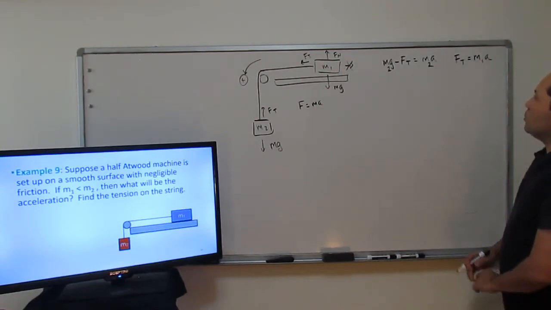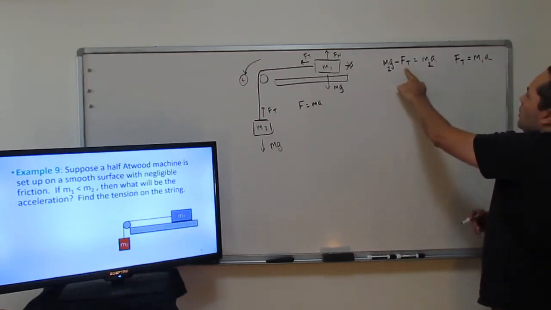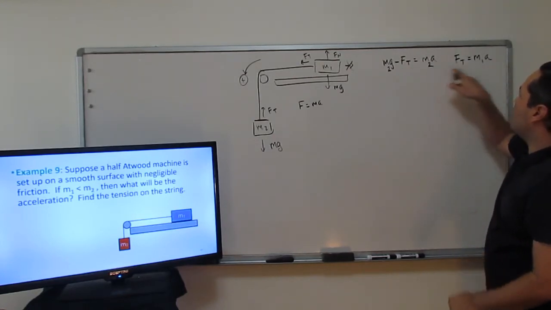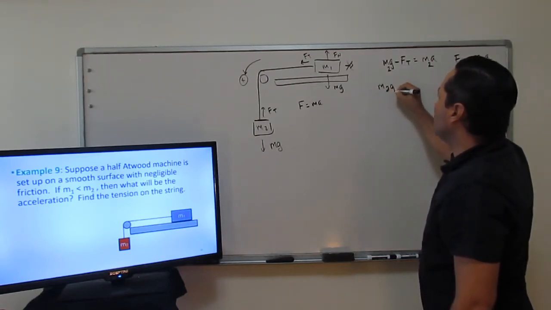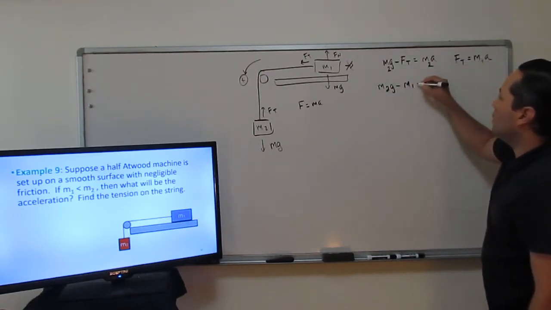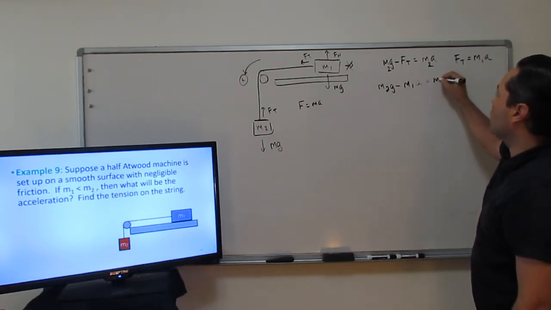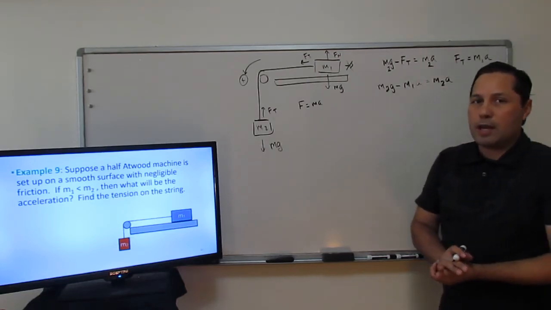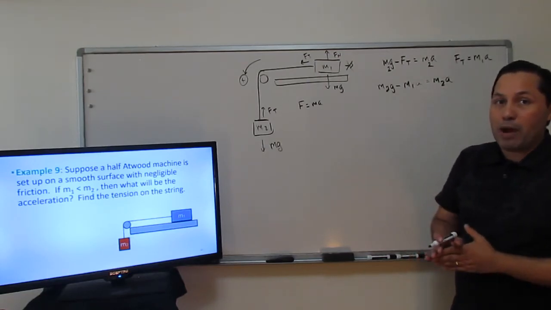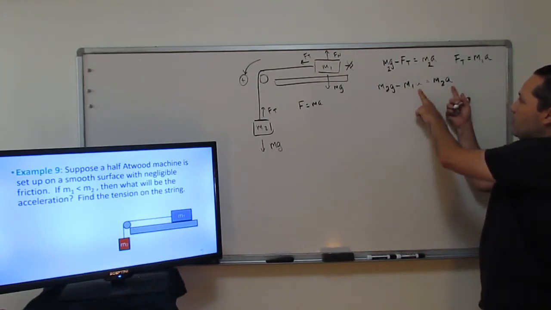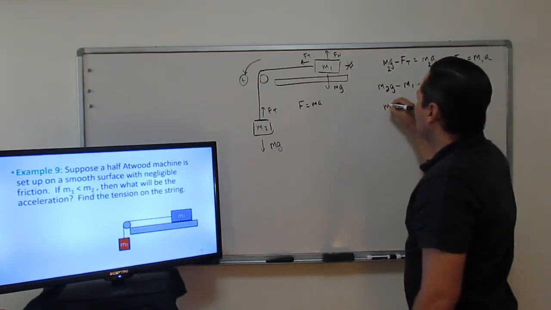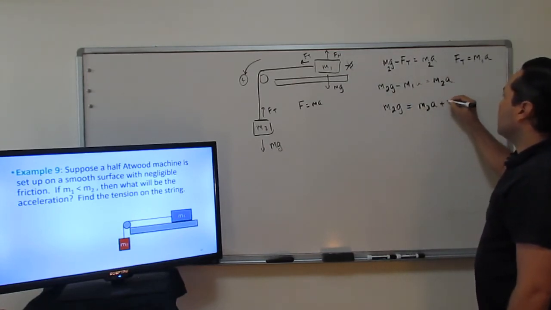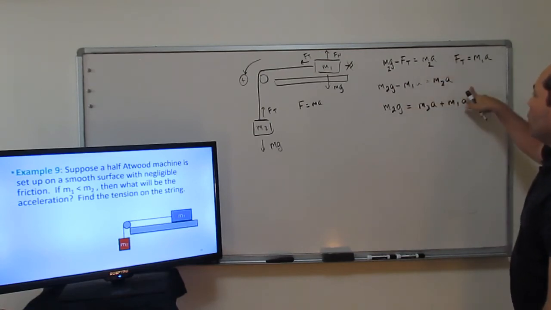Alright, again, what are we going to do? We're just going to substitute here. Force tension is this value, so we substitute: m2g minus m1 times acceleration is equal to m2 times acceleration. Next, I want to solve for the acceleration, so combine like terms. You see both of these have acceleration, so I'm going to move this one over. So it'll be m2g equals m2a plus m1a.